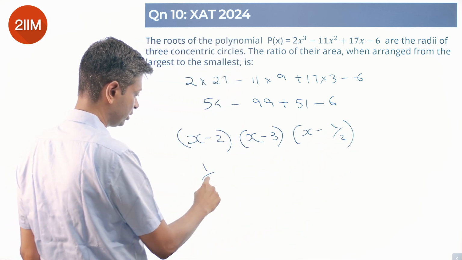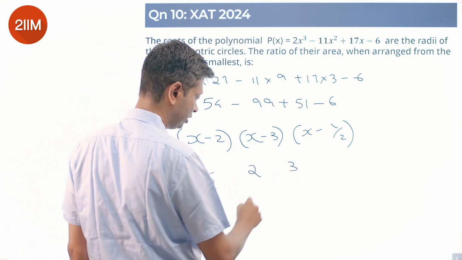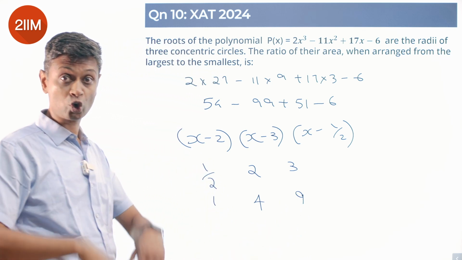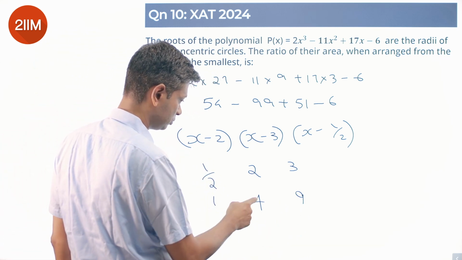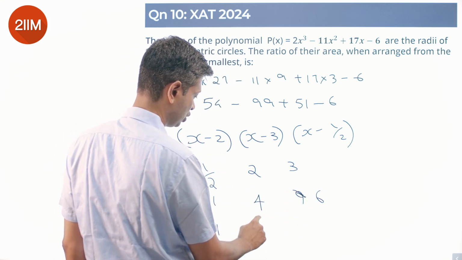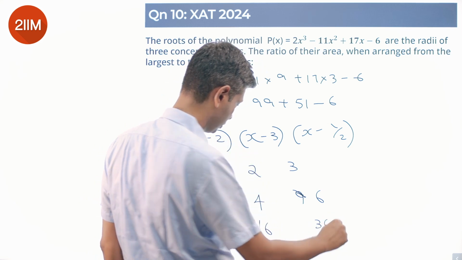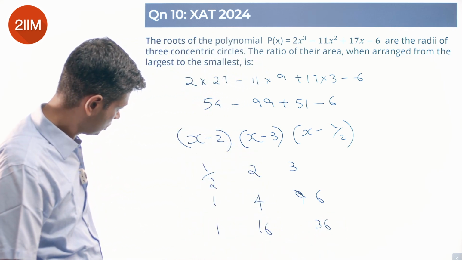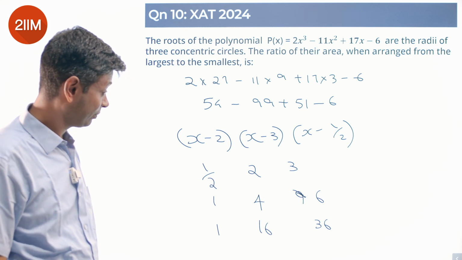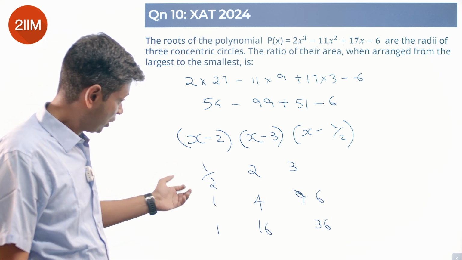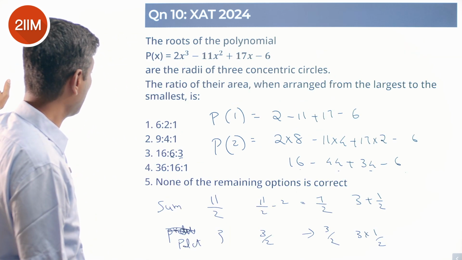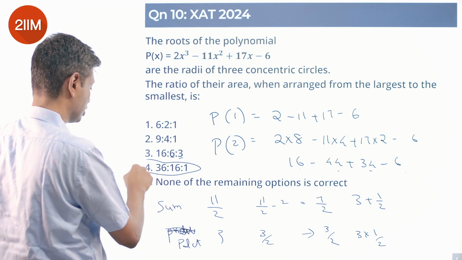So the concentric circles have radii half, 2 and 3. The ratio is 1 is to 4 is to 6. Areas, when you square them, 1, 16, 36. I'm just multiplying by 2 the radii half, 2 and 3. Areas will be the square: 1 is to 16 is to 36. Largest to the smallest, so 36 is to 16 is to 1.